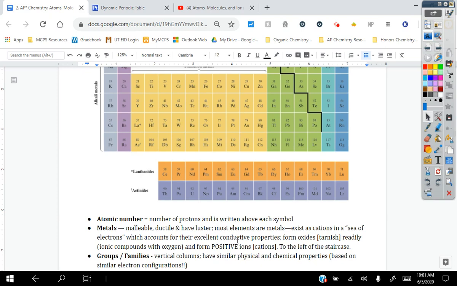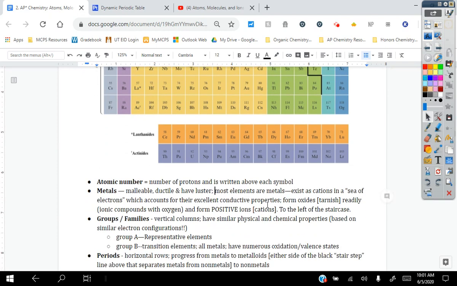When we talk about metallic bonding later on this year, we'll show you what that looks like. But because of the sea of electrons that metals have, that allows them to be conductive and conduct electricity, which is good. They tend to form oxides, which means they react with oxygen, and they form positive cations. As I said before, it's anything to the left of our staircase.